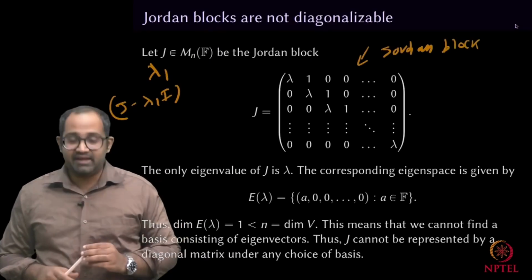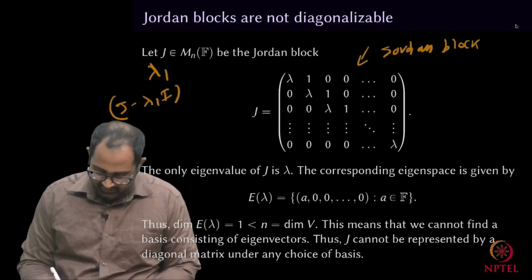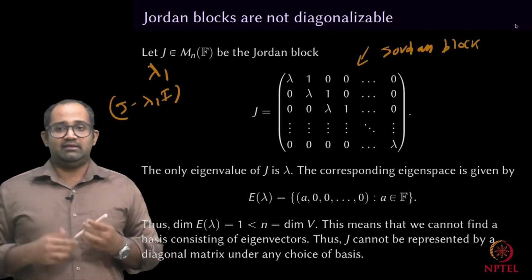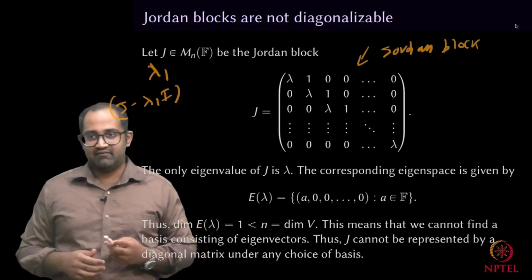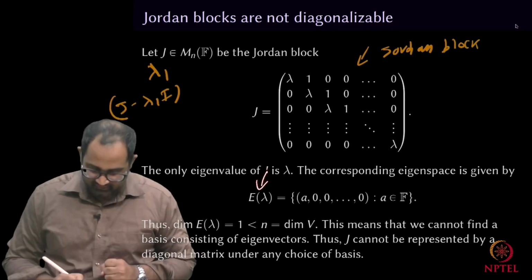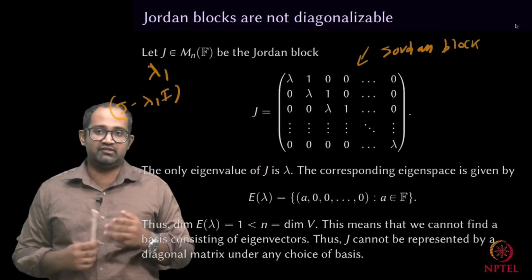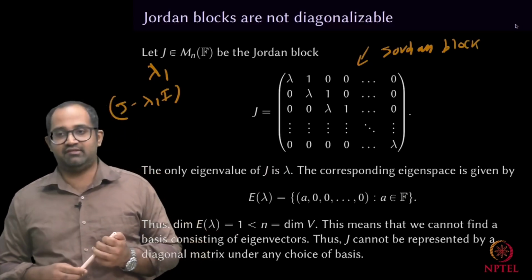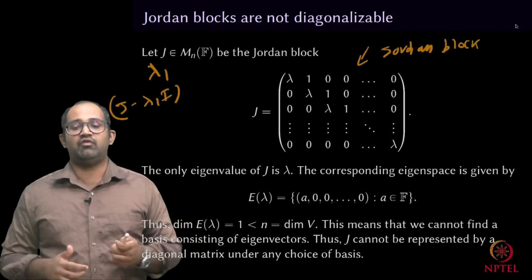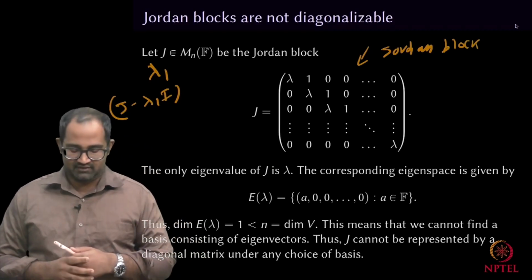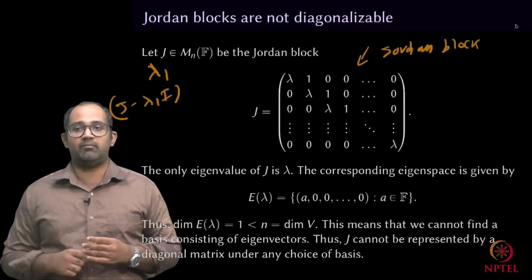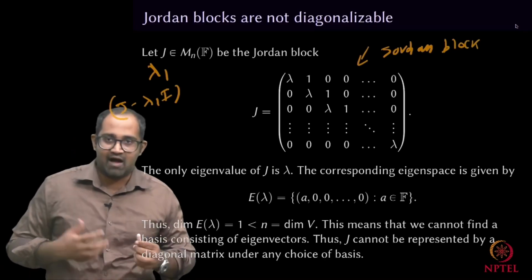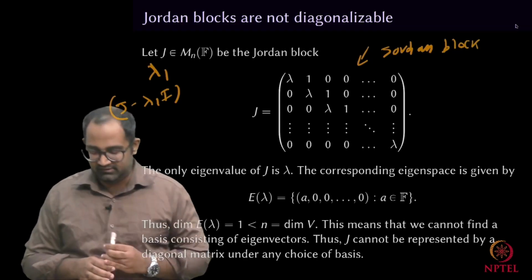So the eigenspace will be anything in the first coordinate, it doesn't matter: a, 0, 0, that would give you all the possible eigenvectors corresponding to the eigenvalue lambda. So the eigenspace is this subspace, and therefore the dimension of this is 1, which is far less than the dimension of V, which is n. Therefore you cannot find a basis consisting of eigenvectors. Thus these Jordan blocks are not diagonalizable, for again the same reasons. You have to have enough eigenvectors to form a basis.